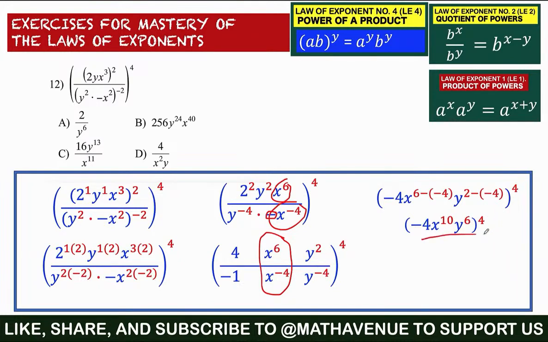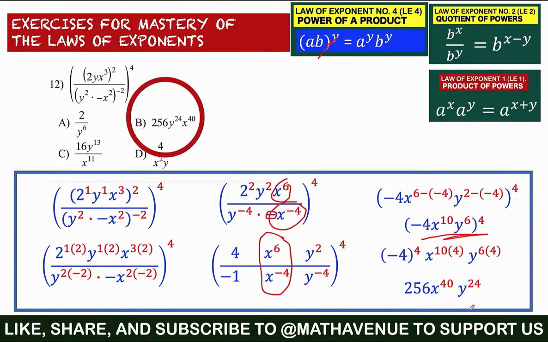This is law of exponent number 4, this part here. You have a product. All these 3 factors should be raised to the 4th, like this. Then 4 raised to the negative 4 multiplied 4 times is equal to positive 256. 10 times 4 is 40. 6 times 4 is 24. And so our answer is letter B.